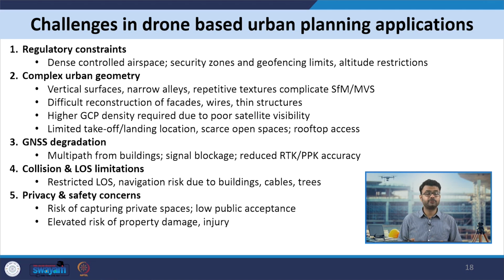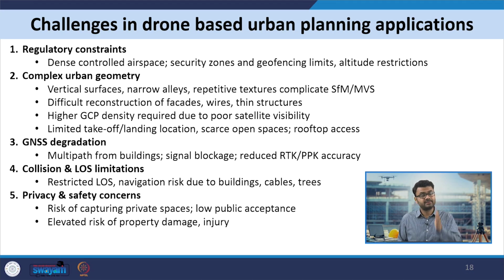Then urban areas by themselves have very complex urban geometry. For example, there are vertical surfaces, there are narrow alleys, there are repetitive textures which complicate the SFM and MVS algorithms. And because of these, it's often difficult to reconstruct facades, wires, thin structures, or even glass walls. And due to these, the survey in urban areas requires high GCP density because of poor satellite visibility. And in urban areas, there is also very limited space for taking off or landing. There are scarce open spaces, very small parks, and not everyone may provide you access to their rooftop. So these are some complexities of urban geometry.